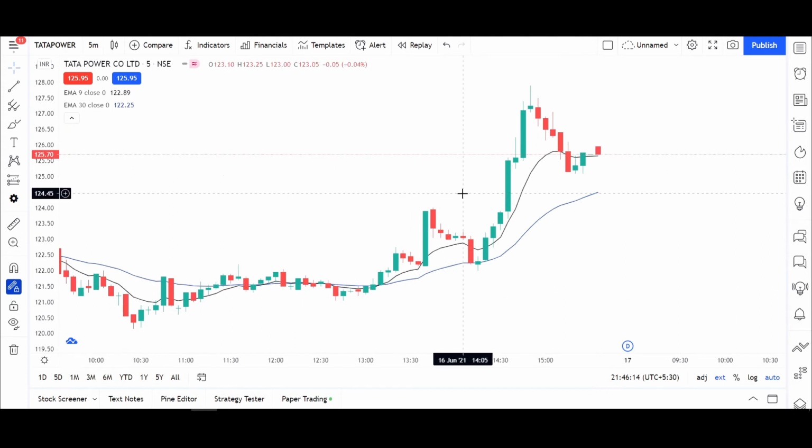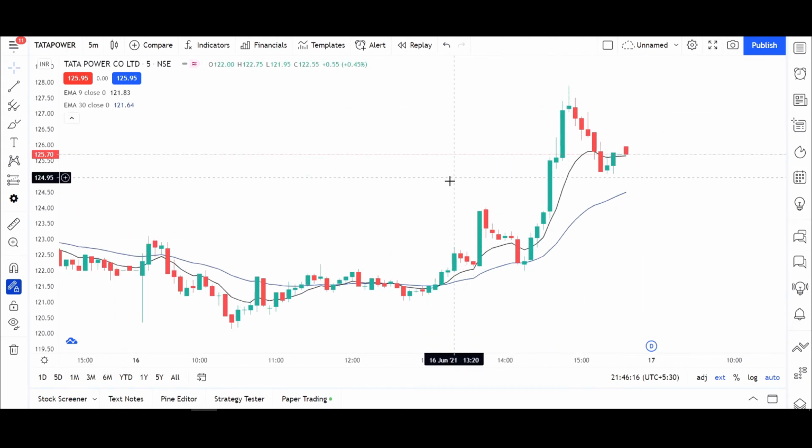Okay guys, so this was it for the bullish trade. Now I'll show you how you can take a bearish trade using this same strategy. So let's get to that now.